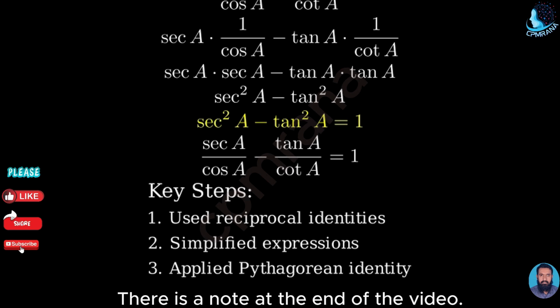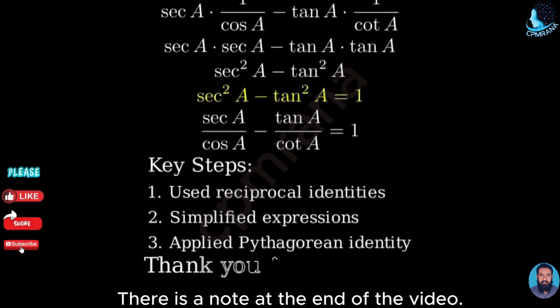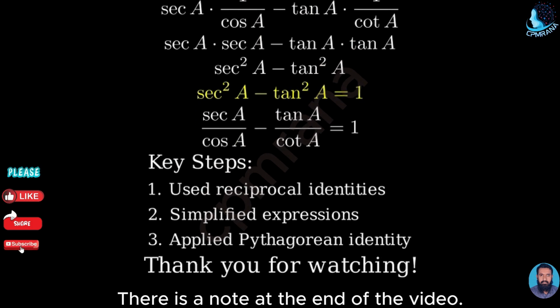This proof demonstrates how understanding basic trigonometric relationships helps us verify more complex identities. And that completes our proof of this trigonometric identity.